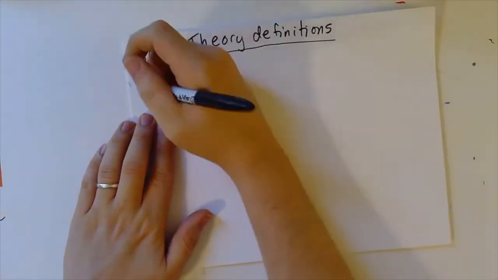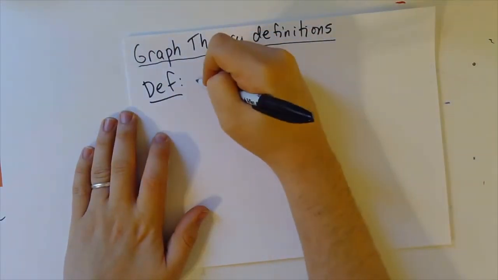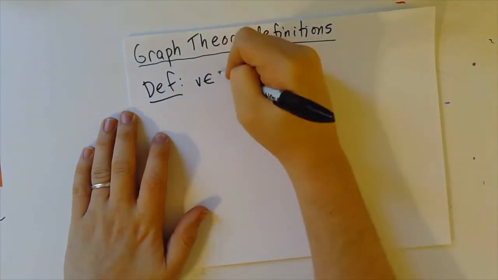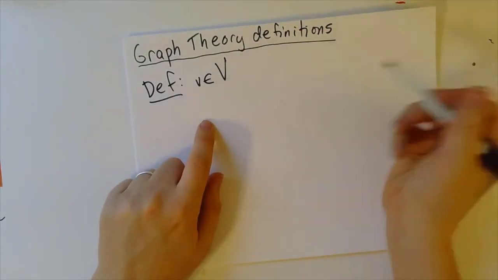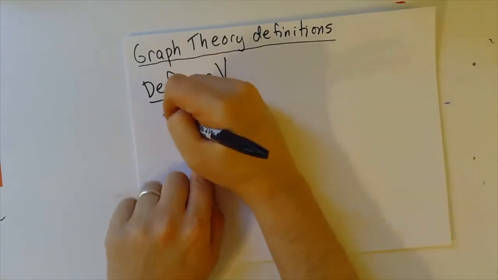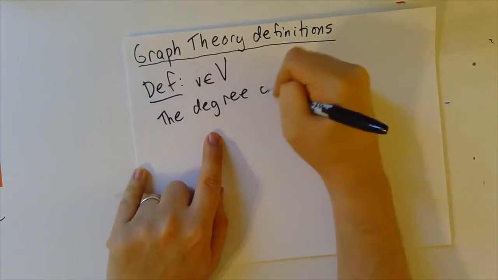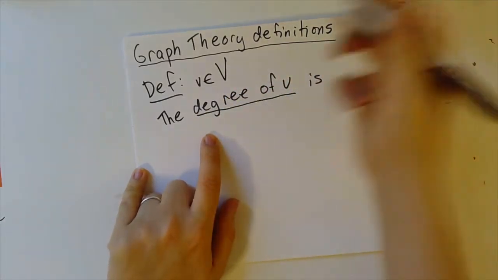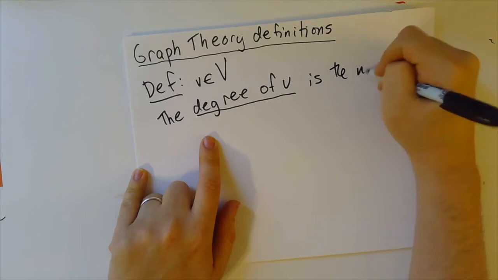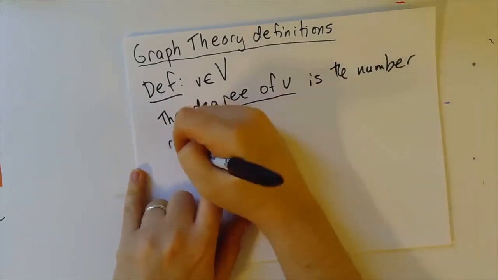So first of all, I want to define, for some little v in big V, that is, some vertex on a graph, what the degree of v is. And the degree of a vertex is just the number of edges containing it.